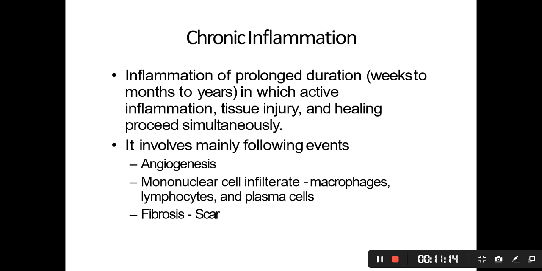There is an inflammatory process going on, there is also injury going on, and there is also healing going on. On one side the body is trying to heal, on the other side the bacteria is still working, and the body is still fighting, everything going on all together. It involves mainly the following events: angiogenesis, mononuclear cell infiltrate. When we said polymorphonuclear, that is like a neutrophil, right? It has more lobes of the nucleus, whereas these are mononuclear, so only one nucleus: macrophages, lymphocytes, plasma cells. And the third point is fibrosis. These are the three events going on together in chronic inflammation.